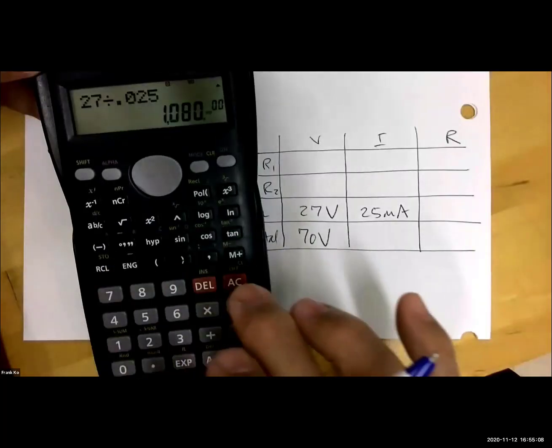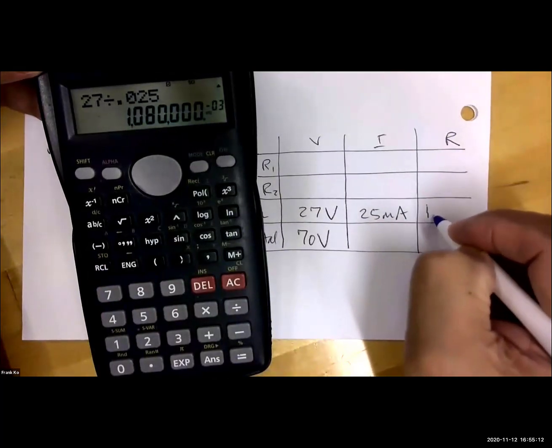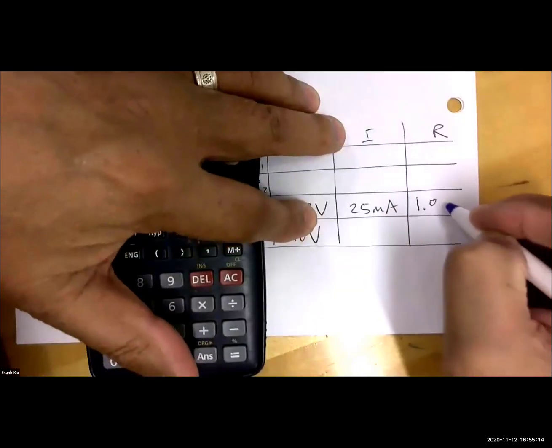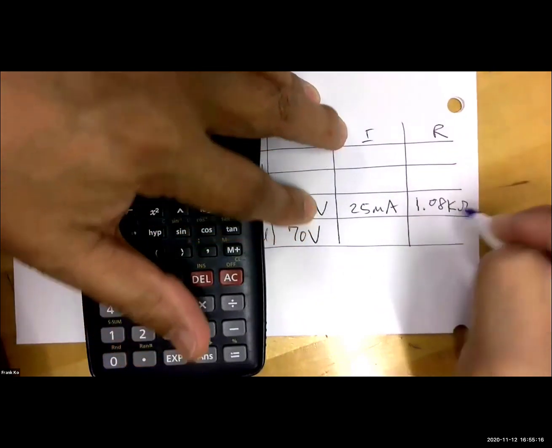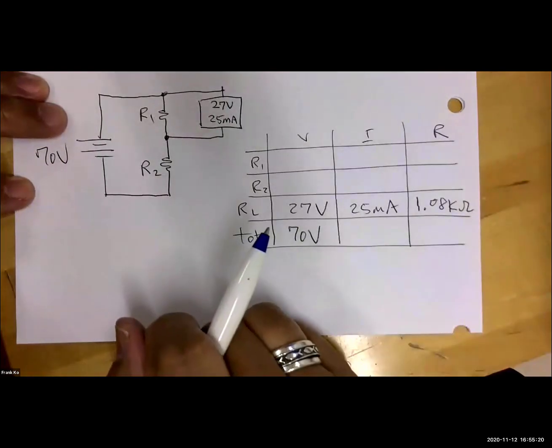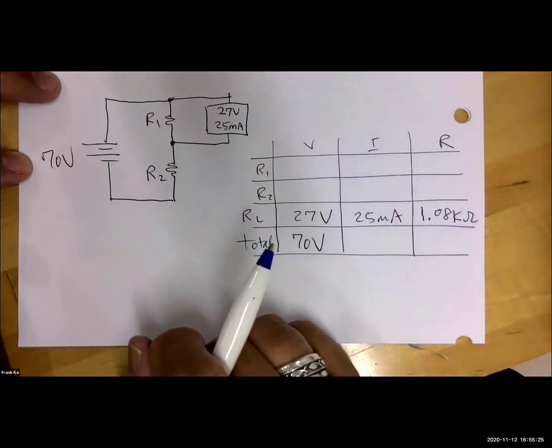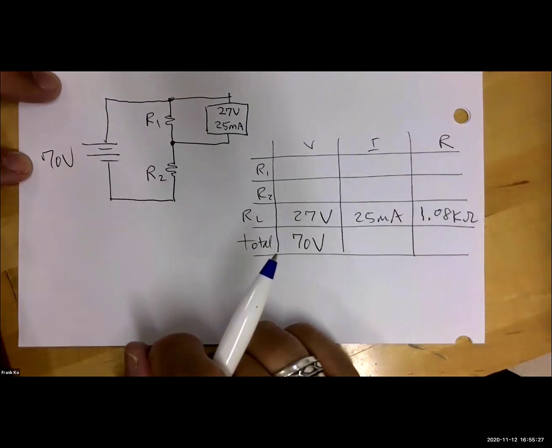1.08 ohm. So we have... Kilo. Yeah, 1.08 kilo ohms. Everybody okay with that? 1.08 kilo ohms. So far, so good. Brad, you're up. What could you do next?